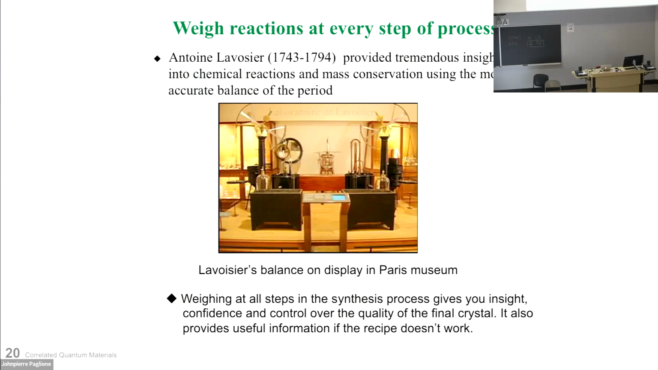And so by being able to weigh things very accurately, and this is kind of a crude picture of his balance, you can actually weigh different reactions as you're doing the reactions, so you can get some idea of what's going on. Of course, today we use something like a TGA to do this. But it gives you tremendous insight and confidence and control over the quality of the final crystal, if you know that things are happening as you expect. Like if you're using a carbonate, you expect the CO2 to come off. But does it really come off? By weighing it, you can tell.